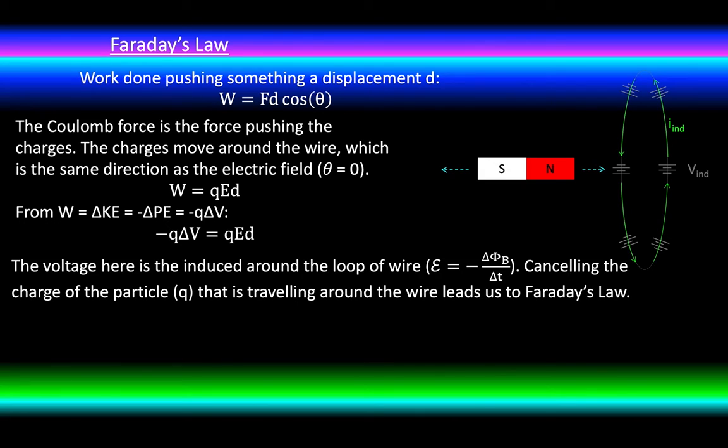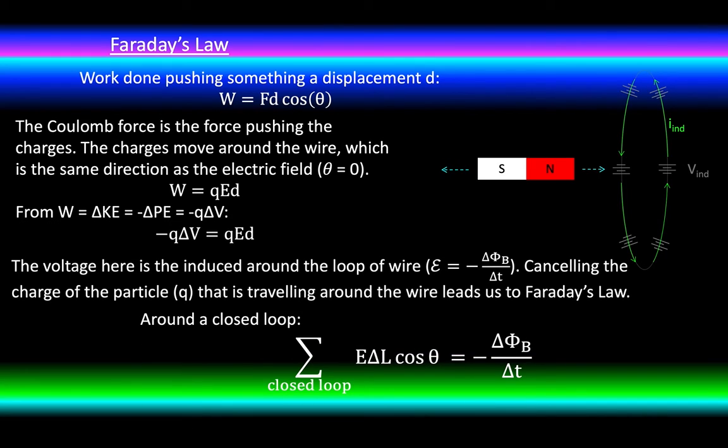Now, before I show you the form of Faraday's law we're going to use, let's also remember that as this charge moves around the wire, I could think of moving in a closed loop as the sum of many small steps. And when I add up all those small steps together, I come back to my starting point. I've walked once around the wire. So I could write Faraday's law as, when I move around a closed loop, E delta L cos theta is equal to negative rate of change of magnetic flux.